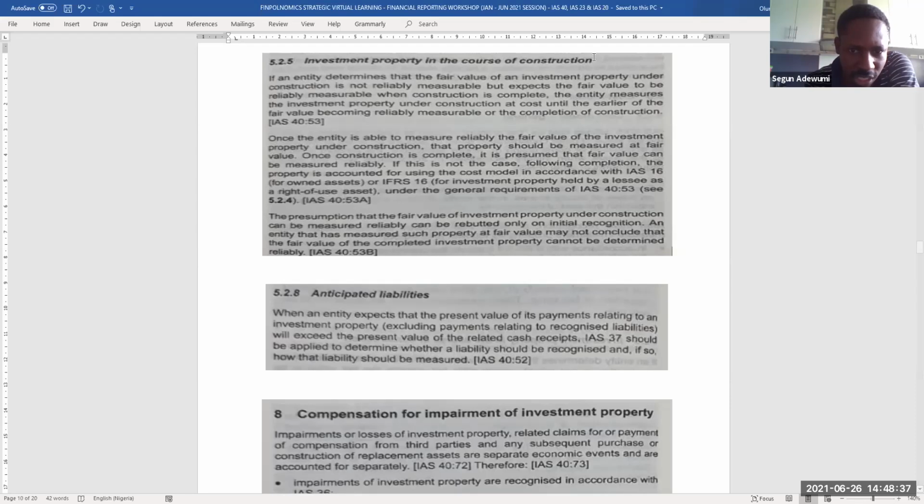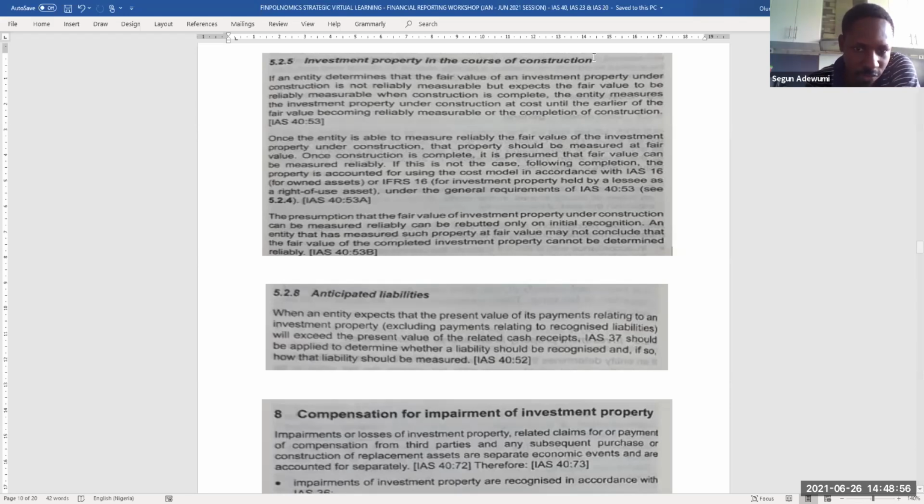The presumption that the fair value of investment property under construction can be measured reliably can be rebutted only on initial recognition. An entity that has measured such property at fair value may not conclude that the fair value of the completed investment property cannot be determined reliably.